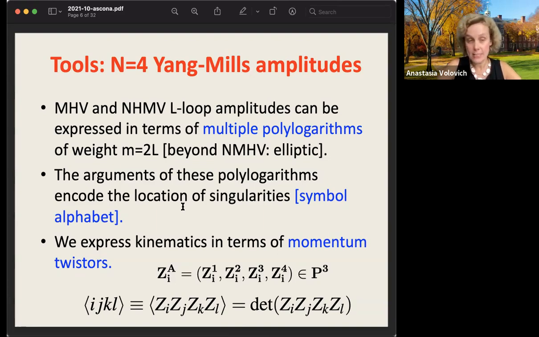So given these Z's, you can write down a natural SL4Z invariant. You organize these Z's into a 4x4 matrix and take its determinant. Everywhere from now on, I will be having these brackets. This is nothing but the determinant of these 4 of these Z's. So I'll have examples of different amplitudes on the next slide momentarily. These are some general things I wanted to mention.